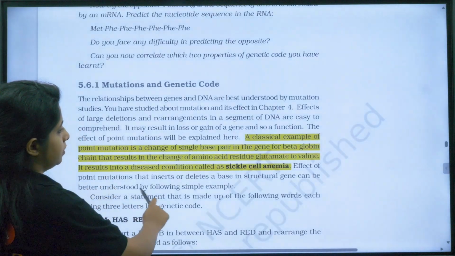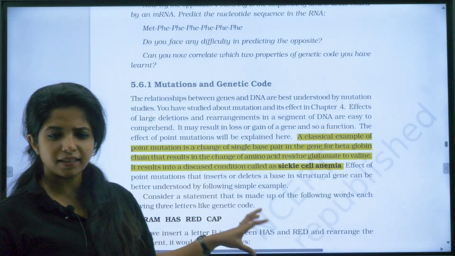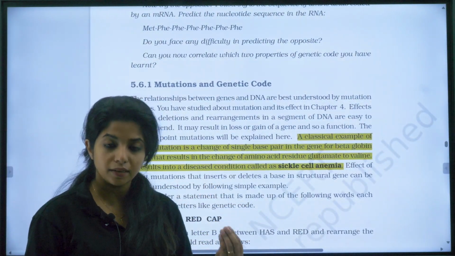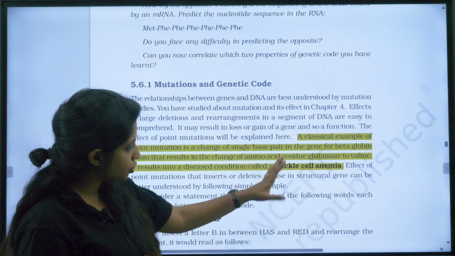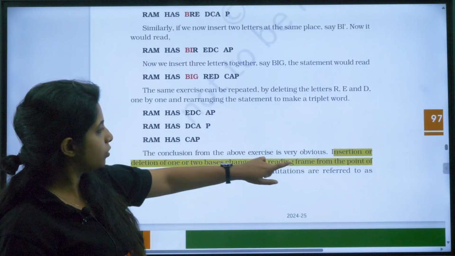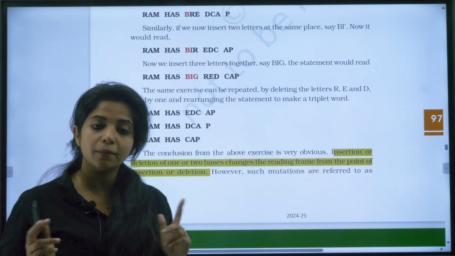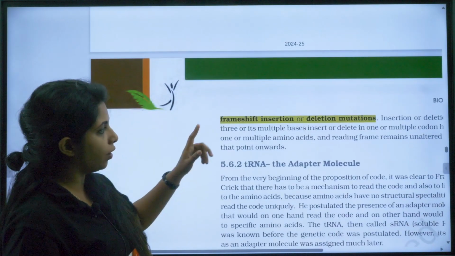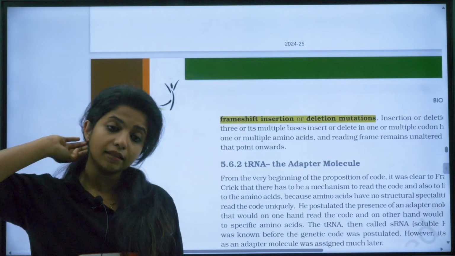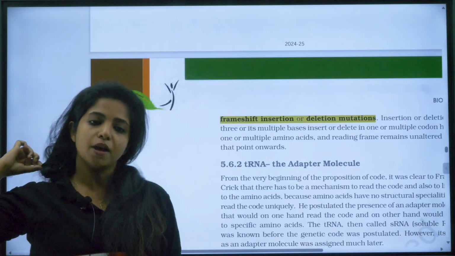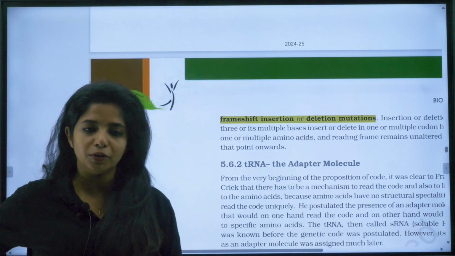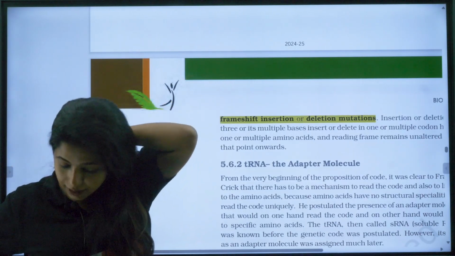There is an example of a mutation, sickle cell anemia, a point mutation example. So just go through it. And also one more thing: insertion or deletion of one or two bases changes the reading frame. What do you call this type of mutation? Frame shift mutation or deletion mutation. You look for this in the principles of inheritance chapter, but to confuse you, they have kept it over here. So please remember, something like this is there.